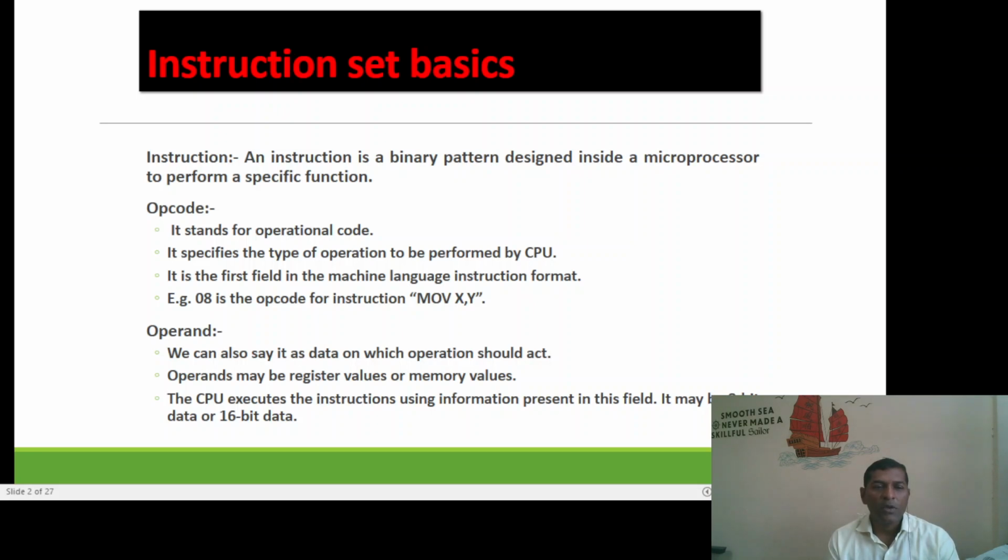Operand, we can also say, is the data on which the operation should act. Operand is nothing but data or information on which the instruction has to be executed. The operands may be a register value or a memory location. The CPU executes the instruction using the information present in the field. It may be 8-bit data or sometimes 16-bit data.